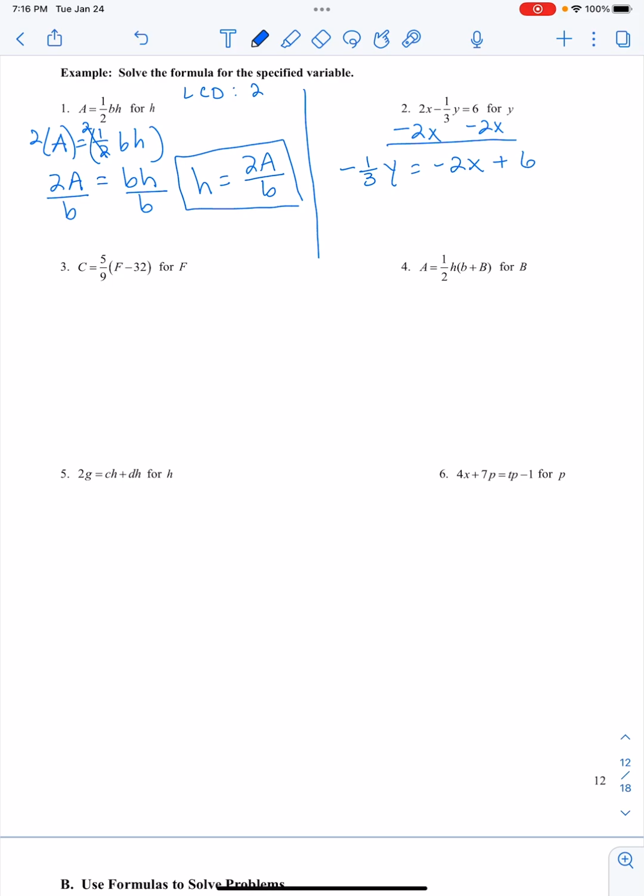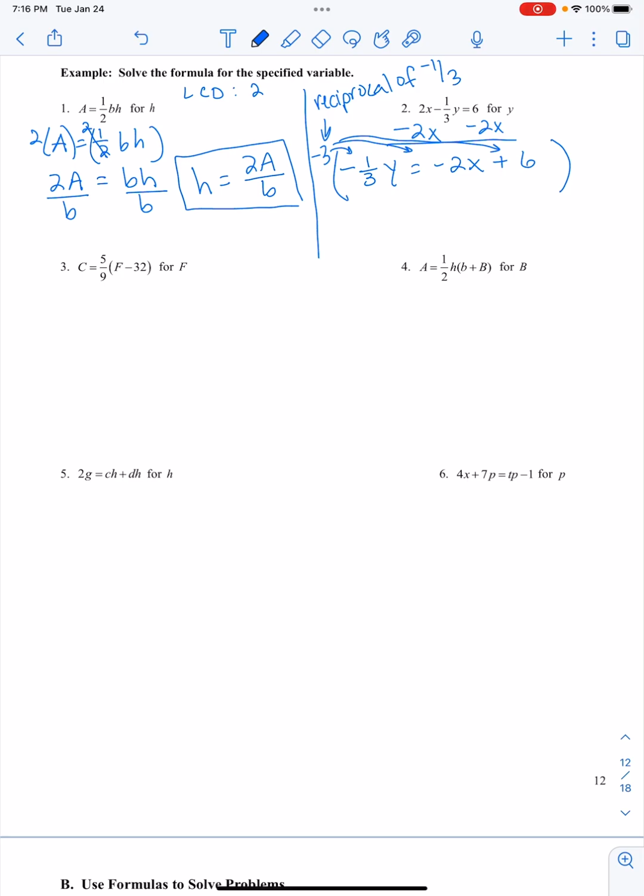Now, to get y by itself, we would need to divide by negative 1/3. But to divide by a fraction means to multiply by its reciprocal. So we're going to multiply this whole thing by negative 3. So this is the reciprocal of negative 1/3. So we're going to take that all the way across.